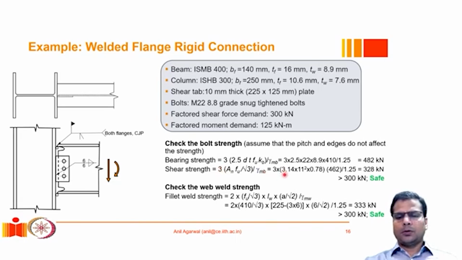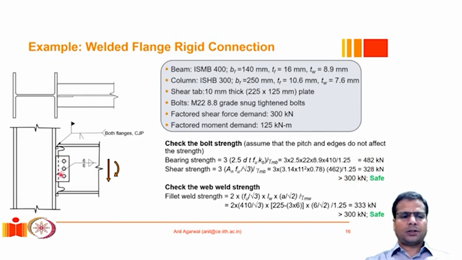So the cross-section area of a bolt can be taken as pi r squared. R is 11 millimeters, multiplied by 0.78. So 0.78 is the factor that we can multiply with the gross cross-section of the shank to calculate the net cross-section of the threaded portion, multiplied by fu by root 3 divided by 1.25. Here fu for this bolt is 800 MPa. So 800 MPa divided by root 3 will give us 462, divided by 1.25, and we get the shear strength of the bolt as 328 kilonewton. Now the factored shear force demand was given as 300 kilonewton.